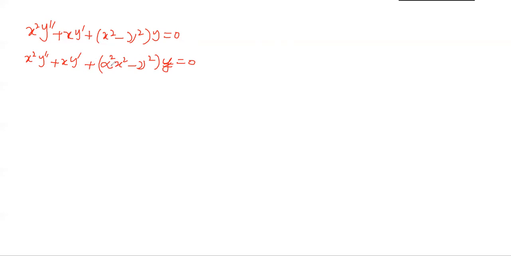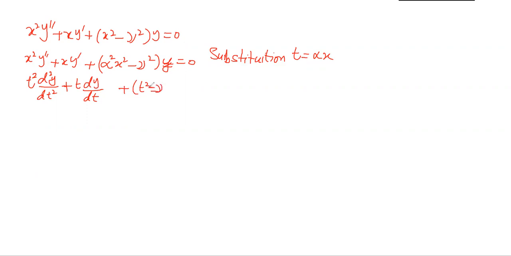However, it is not that difficult actually. We can prove that, with the help of one substitution, which considers t is equal to alpha x, okay? With the help of the substitution, we can prove that this equation will transform into t square d2y over dt square plus t times dy over dt and plus t square minus nu square. I'm not doing those calculations, which are not very difficult.